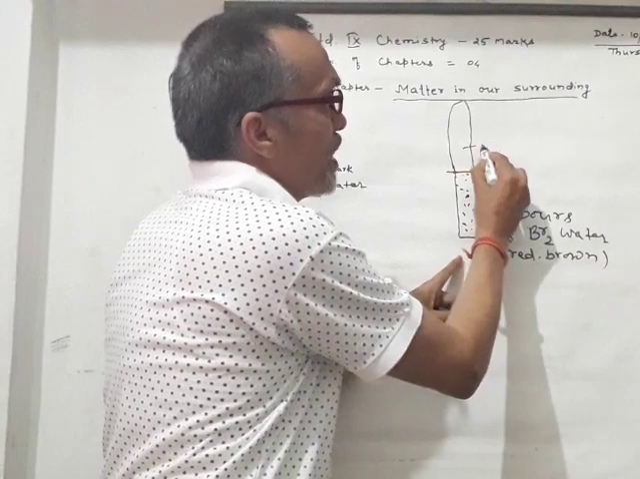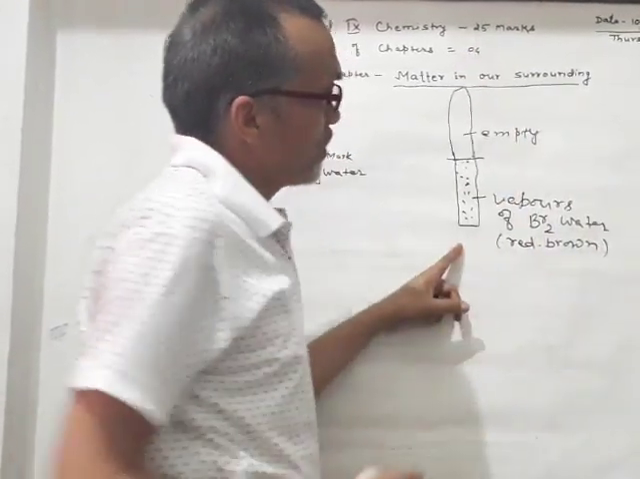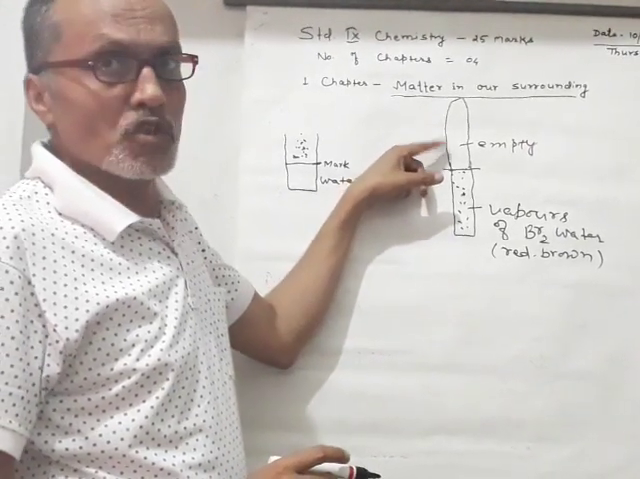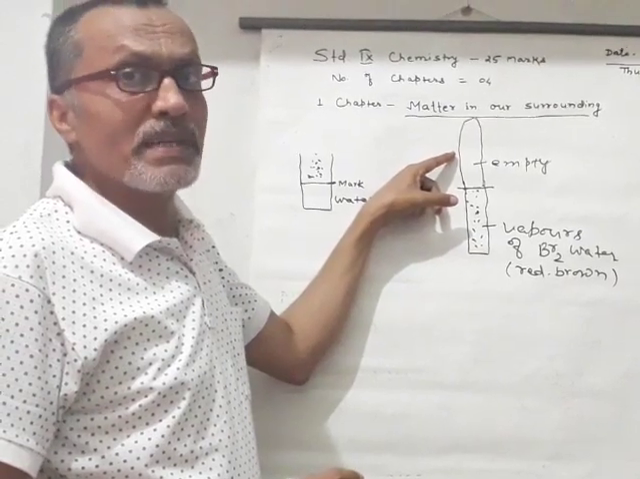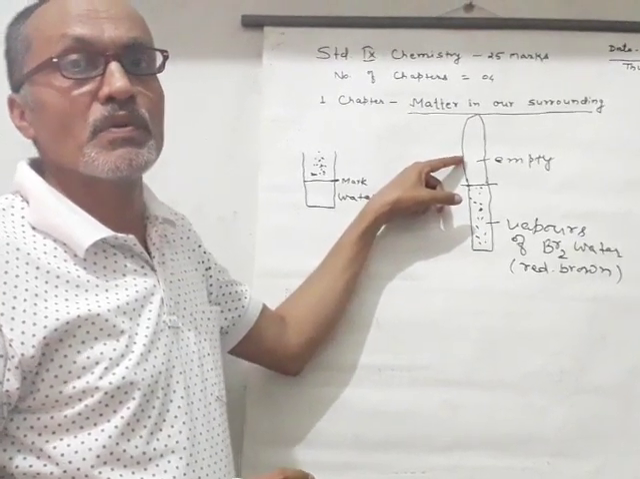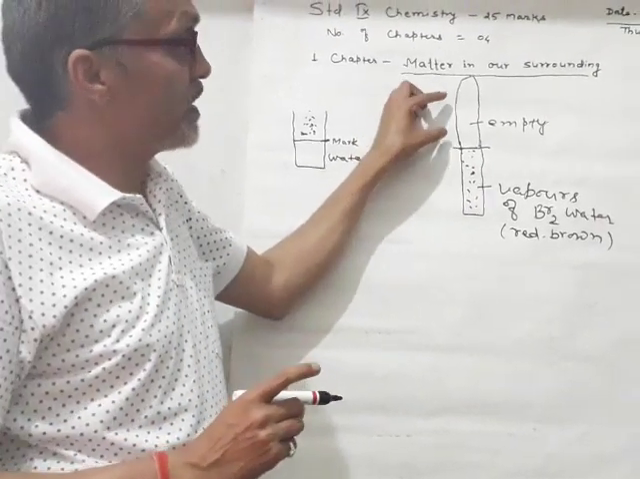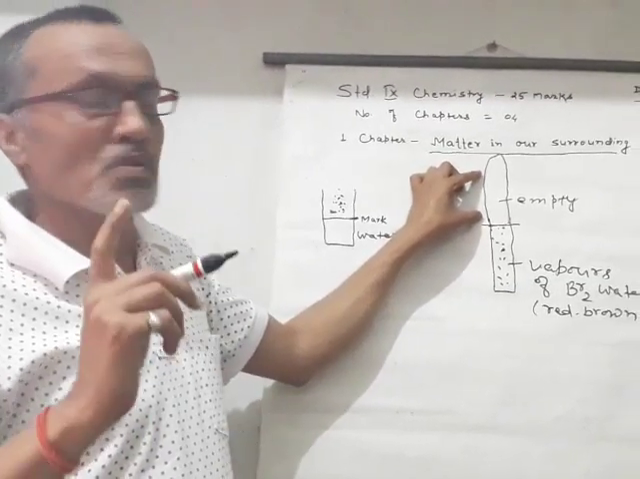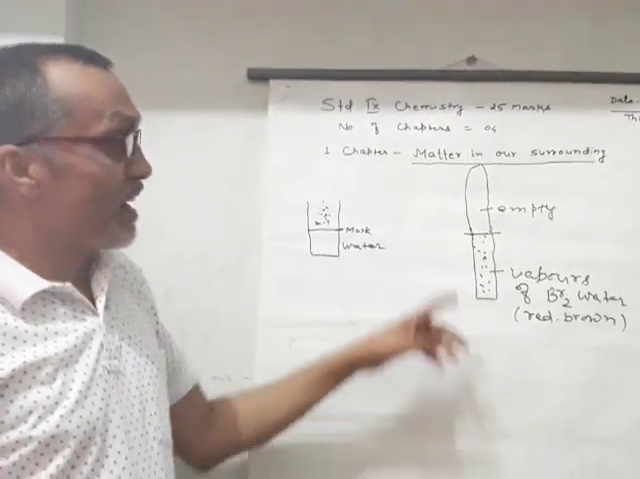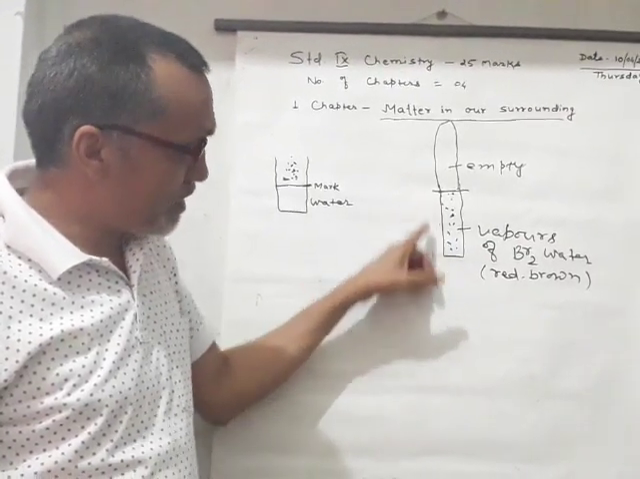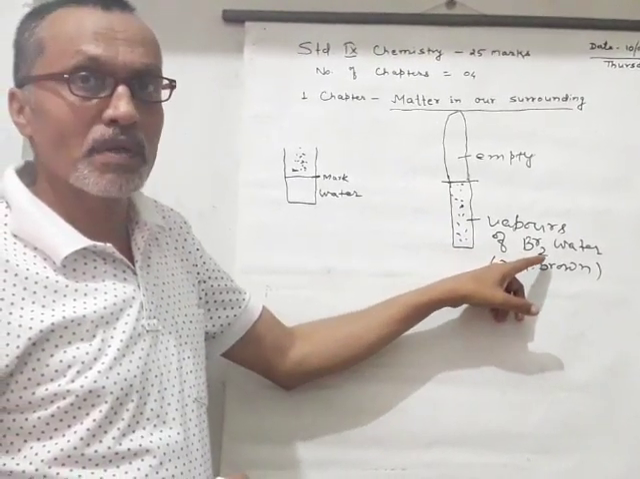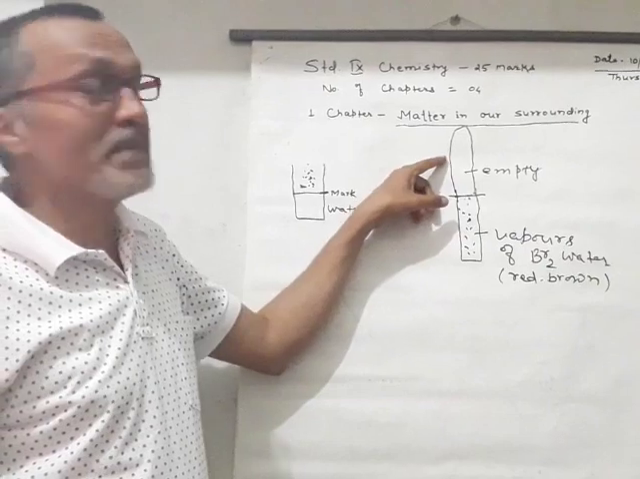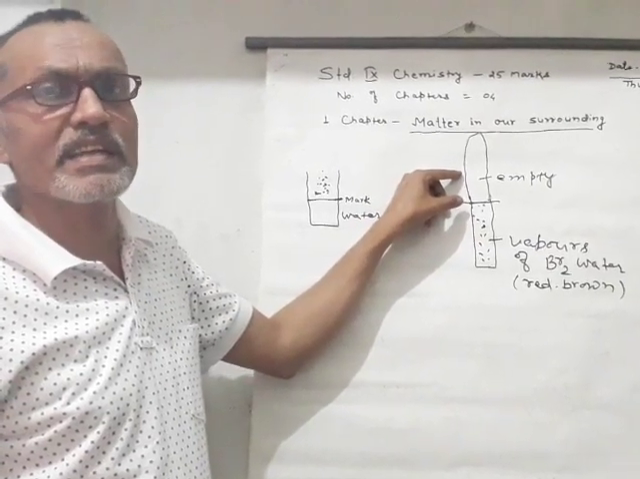After some time, what you notice? After some time, you notice that the top test tube also becomes red brown. So the question arises, why does the test tube on the upper side become red brown? Students, let me explain this. In the down test tube, you have taken vapor of bromine water, and the upper test tube is empty. It means it has only air, colorless air.